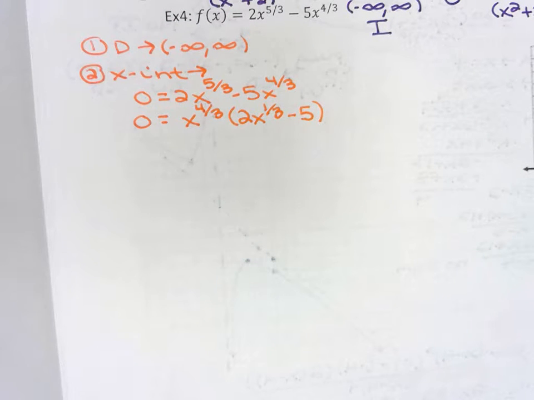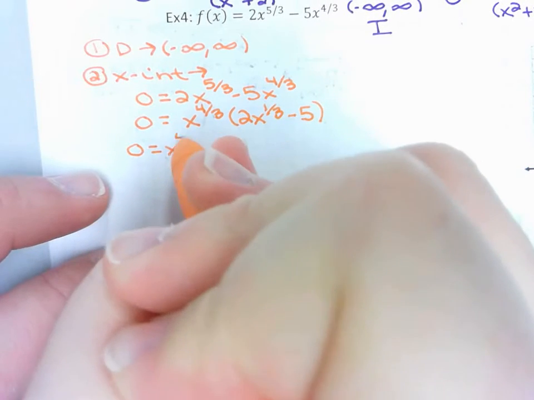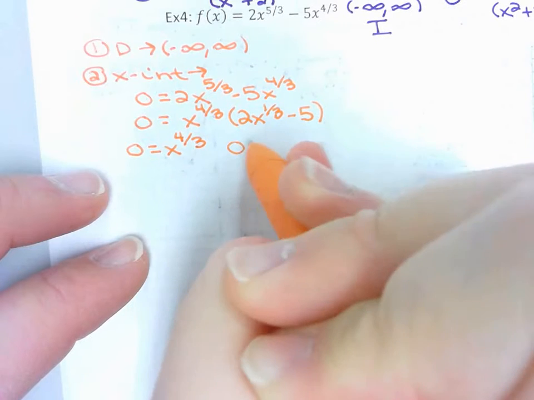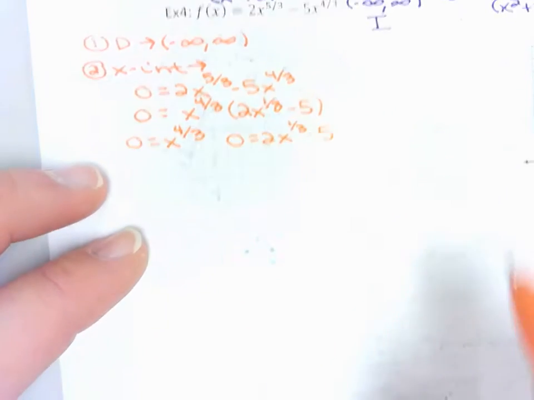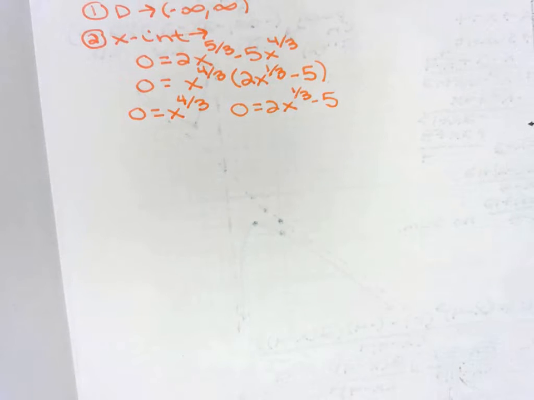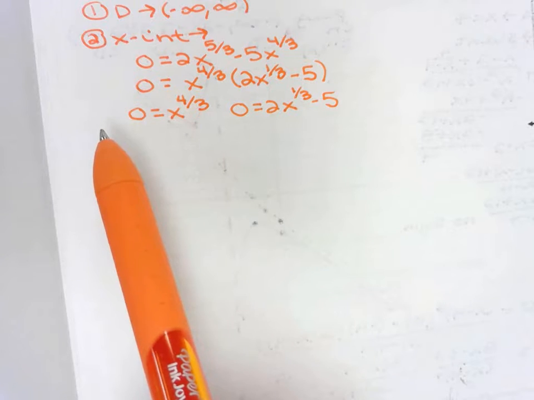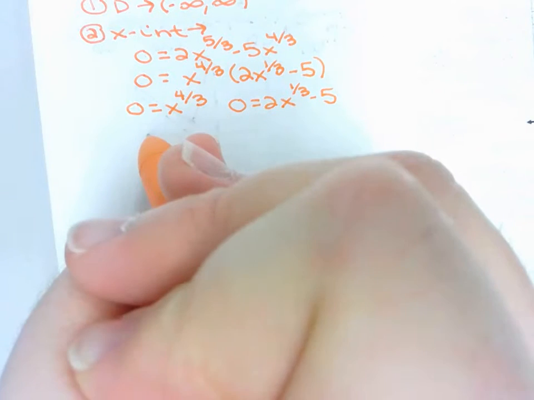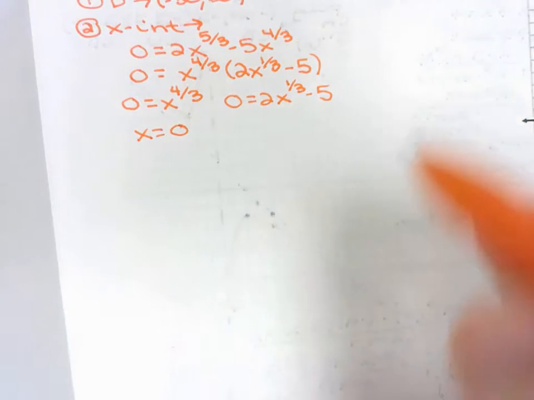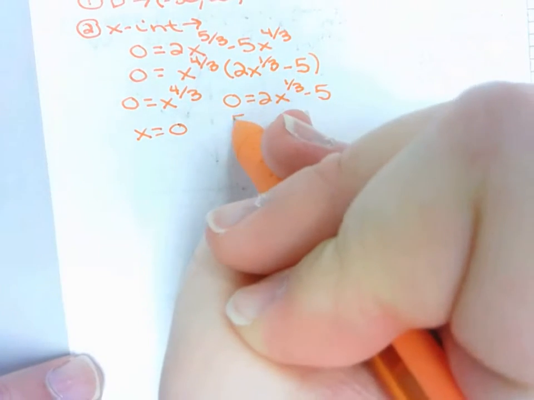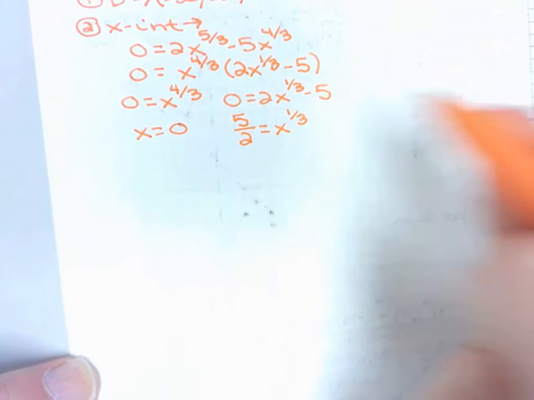So now I have it factored, so I can take each part and set it equal to 0. 0 equals x to the 4/3. 0 equals 2x to the 1/3 minus 5. What to the 4/3 power will give me 0? 0. So x equals 0 from the first one. And then let's solve this. Add 5, divide by 2. So 5 halves equals x to the 1/3.